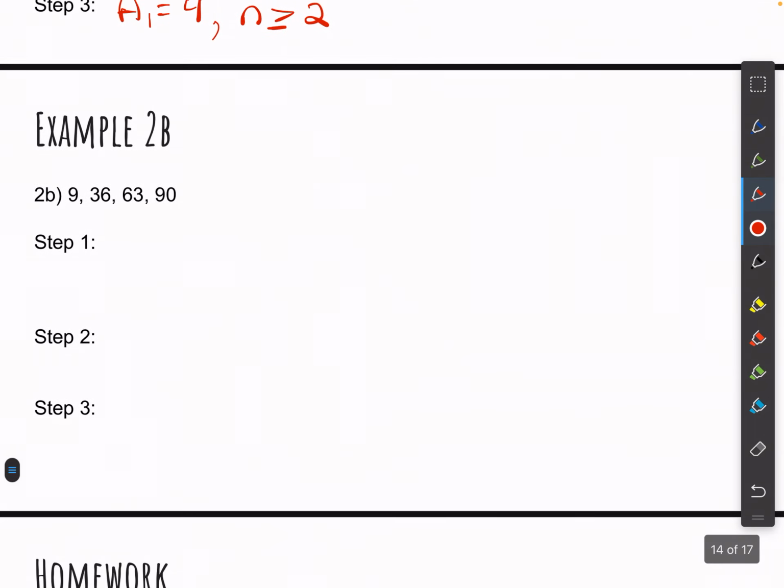Example 2b, we'll do another one here. We're either multiplying by 4 to go from 9 to 36, or we're adding 27, I believe. If I multiply 36 by 4, I end up with 100 and something, which is not the case there, so we're not multiplying, we're actually adding 27 each time. So this is an arithmetic sequence. That was step 1, just identifying that.